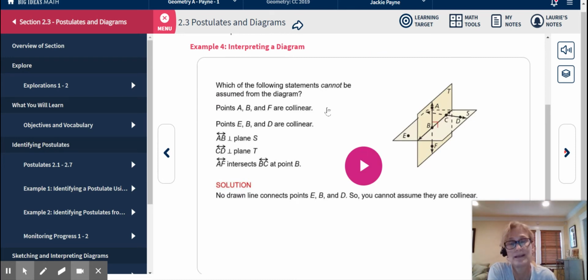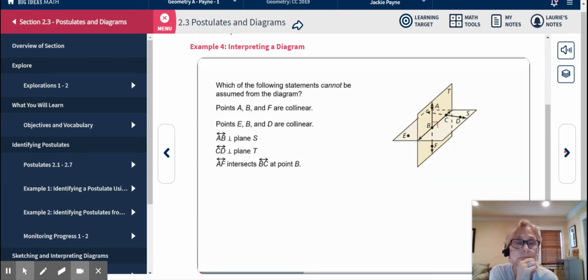So here's another way to look at this picture. Which of the following statements cannot be assumed from the diagram? Points A, B, and F are collinear. Points E, B, and D are collinear. Line AB is perpendicular to plane S. Line CD is perpendicular to plane T. Line AF intersects line BC at point B.